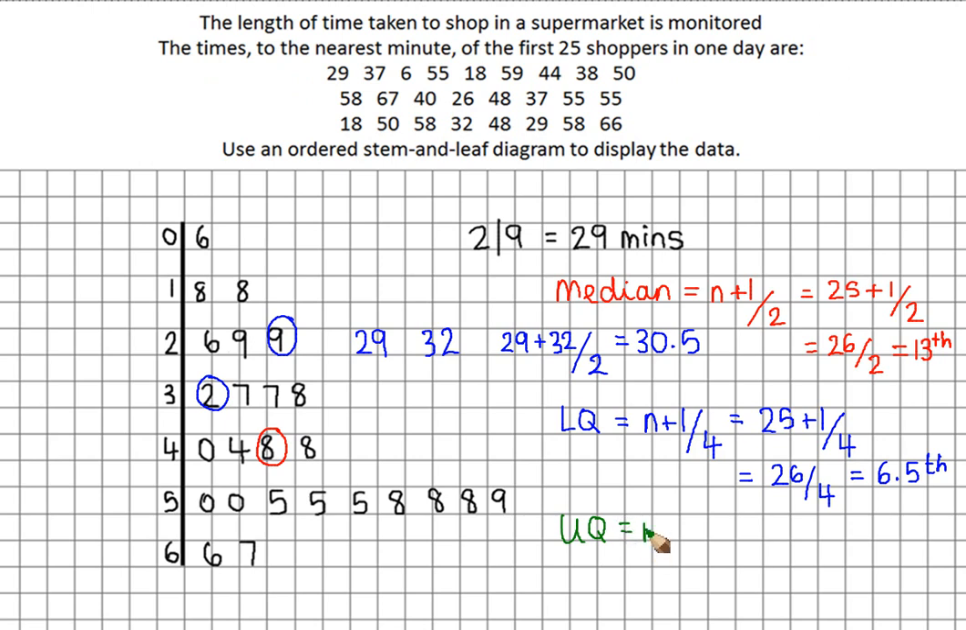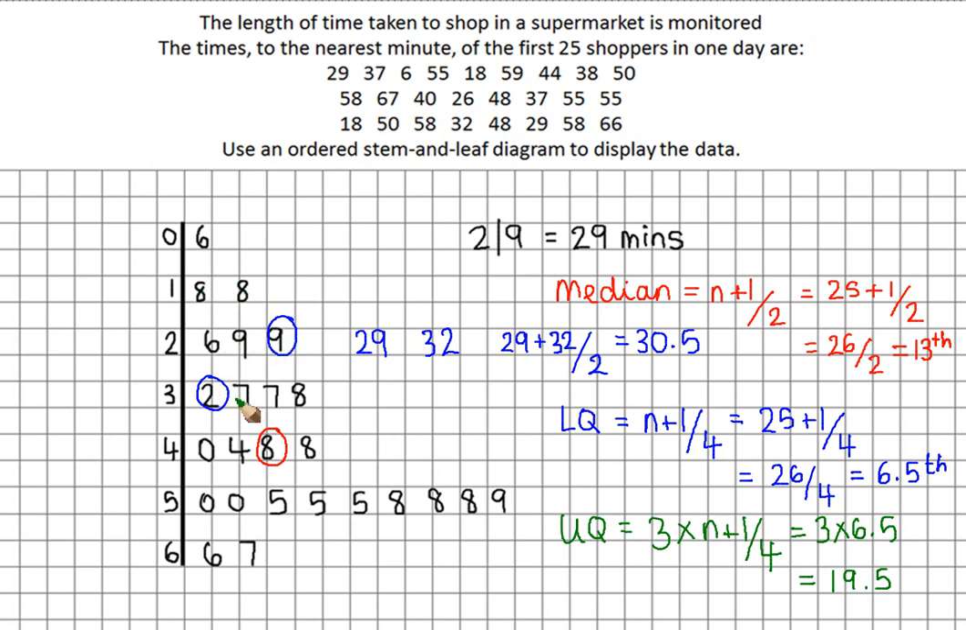And finally, our upper quartile, well, that's going to be 3 lots of our lower quartile, so it's going to be 3 lots of n plus 1 divided by 4. So it's going to be 3 lots of 6.5, which is 19.5. So we want the 19.5th bit of data.